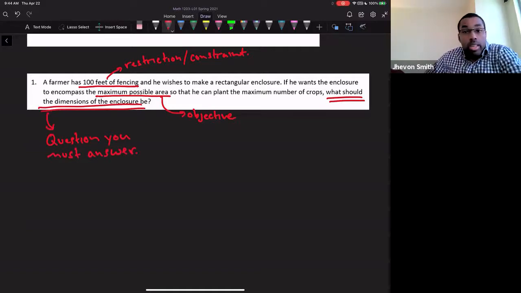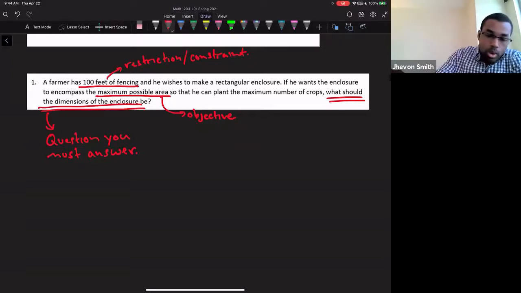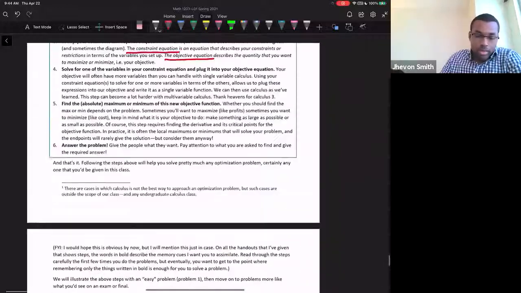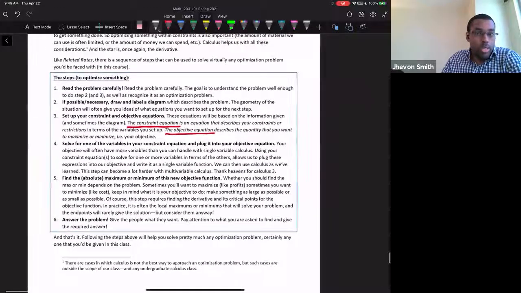Okay. Now this is an optimization problem. Notice that it's not like a related rates problem. They didn't tell me the rates of change of anything and then ask me to find a rate of change, right? They described a situation about a farmer. They told me I want to maximize something, and then they asked me a question as to what needs to be done in order to maximize that thing. Now, when doing that, you are going to go through this process, always this process, always in this order.